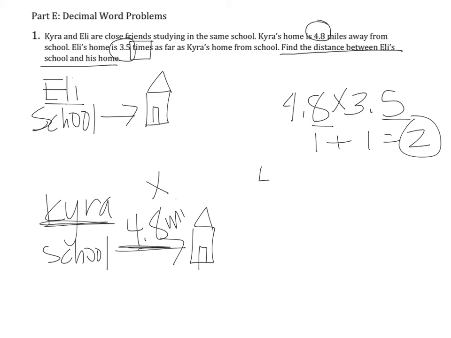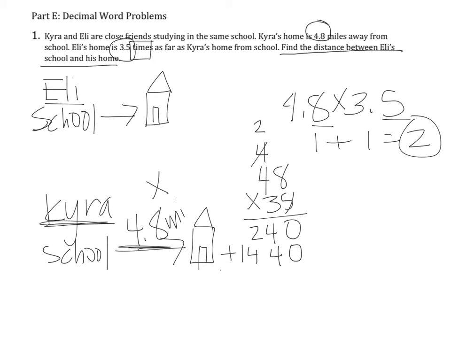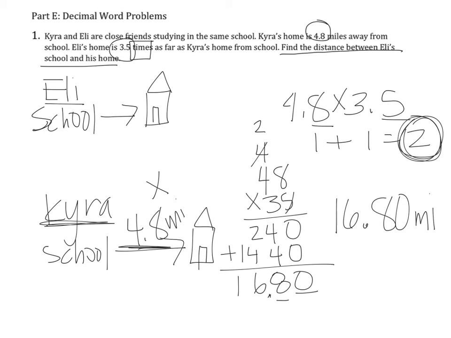So let's go ahead and write our decimals as whole numbers. So 48 times 35. 5 times 8 is 40. 5 times 4 is 20, plus 4 is 24. Before we multiply by 3, we put 1 placeholder. 3 times 8 is 24. 3 times 4 is 12, plus 2 would give you 14. Let's go ahead and add 0, 8, 6, 1. Remember, our answer should have 2 numbers behind the decimal. So we know that Eli's home is 16.80 miles from school.